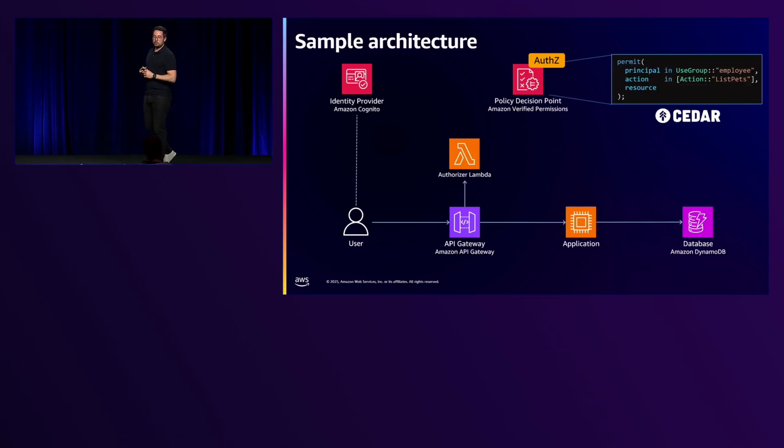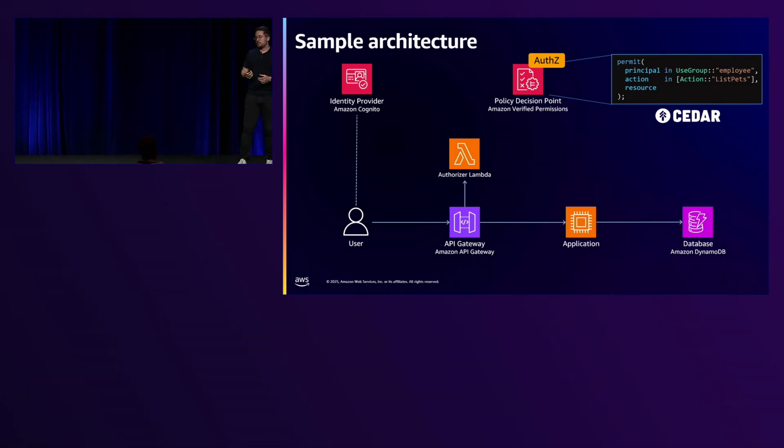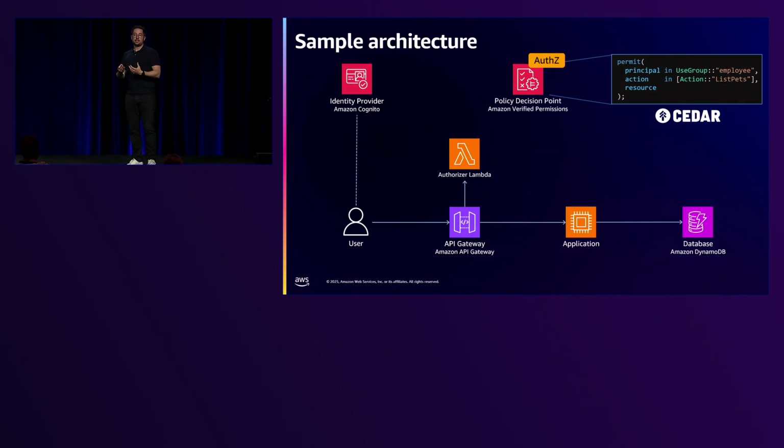Here we have an example of a principal which is in the user group employee. In our demo application, we also have two user groups that we use, employees and admins, which have different rights to do things in our application. And here, the action is listing pets, all the pets that we have in our database. You can also see that the resource doesn't have any definition. This is basically saying that this policy applies to any resource.